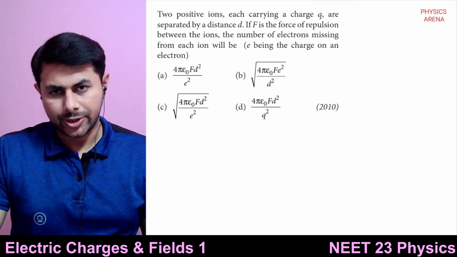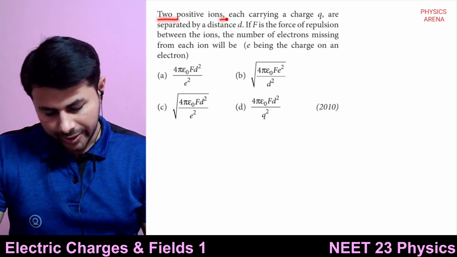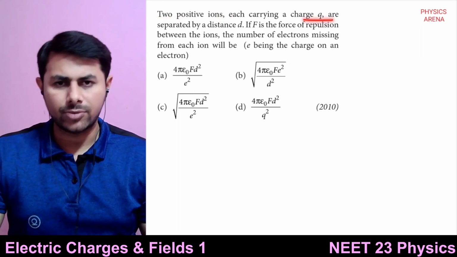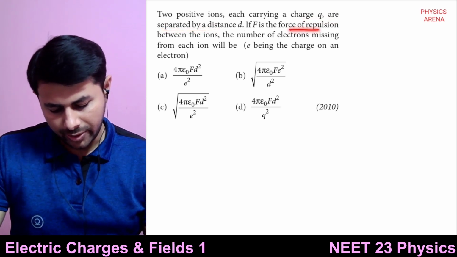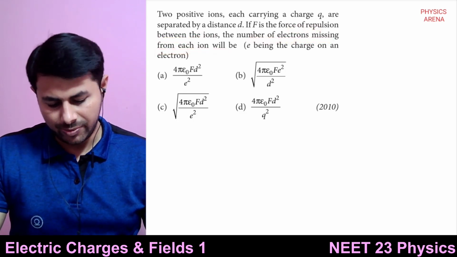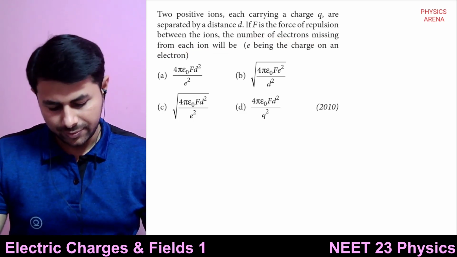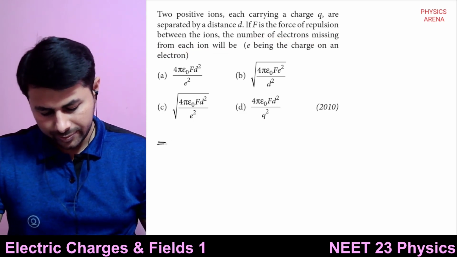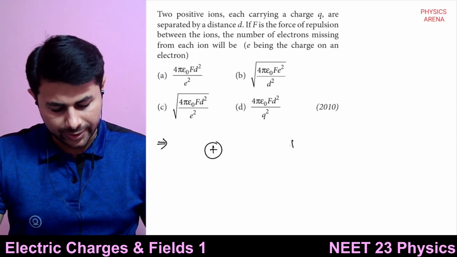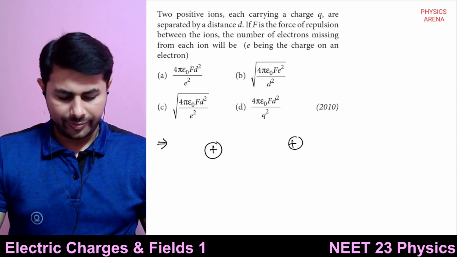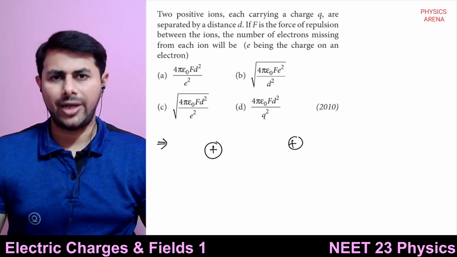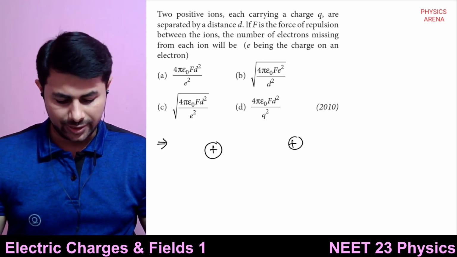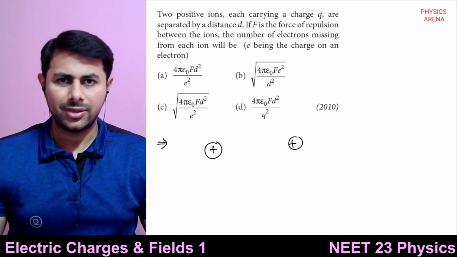Let's see one more question. Two positive ions, each carrying a charge q, are separated by a distance d. If F is the force of repulsion between the ions, the number of electrons missing from each ion will be. Okay, this is the question. So F is the force. So you have two positive ions, right? Some electrons are removed from the atoms, so they become ions. So it can be 1 electron, 2 electrons, 3 electrons.